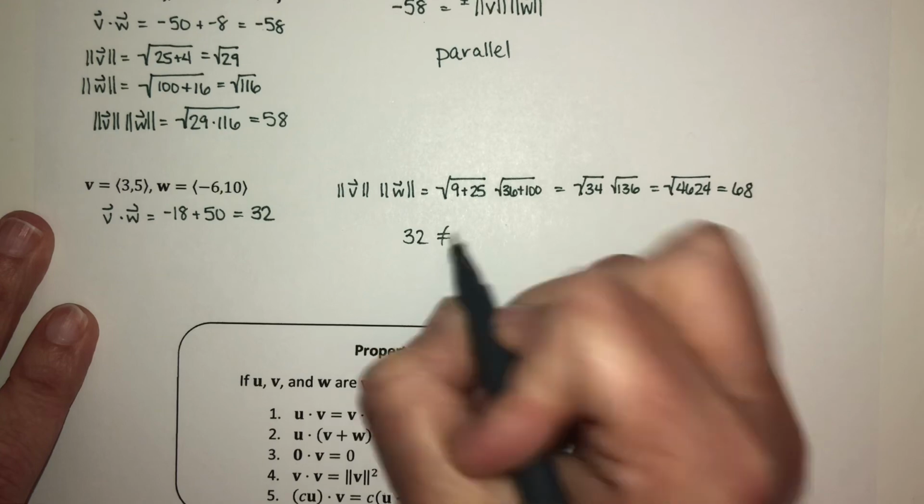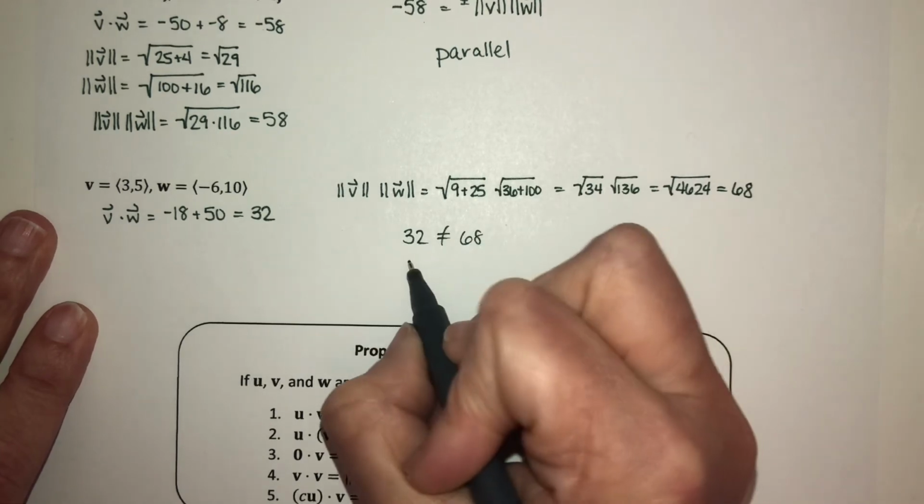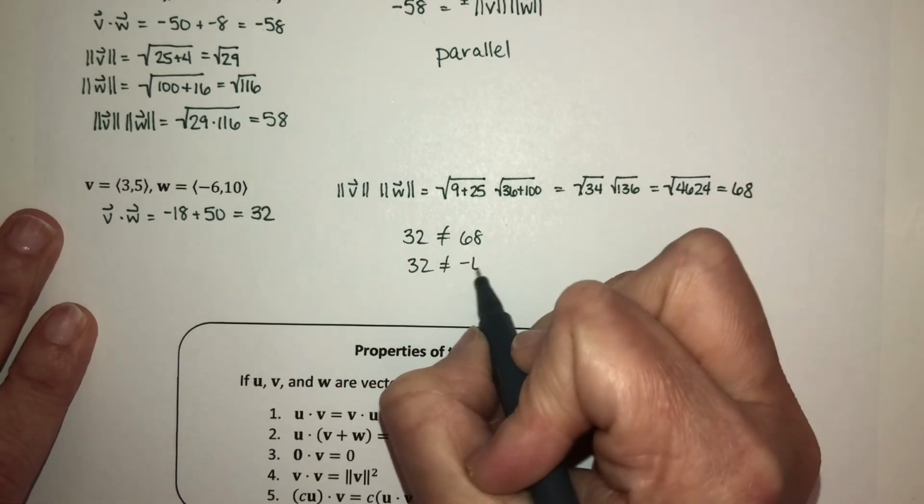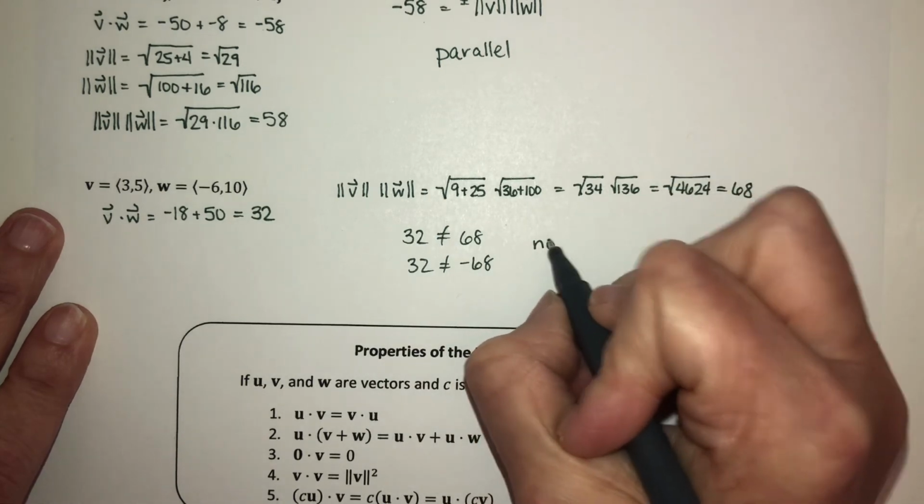32 does not equal 68. 32 does not equal -68. So these are not parallel.